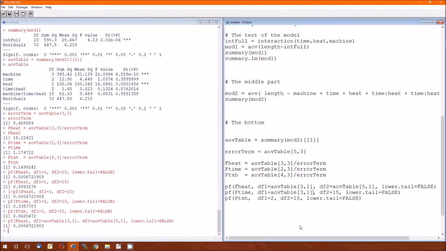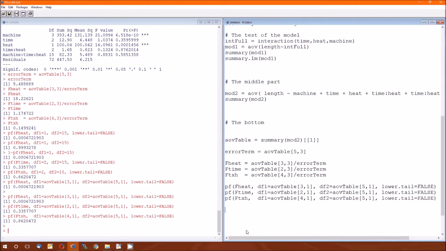For the F of time, that would be 2 comma 1. And for the F of time by heat, it's 4 comma 1. And these are all the same 5, 1. And those give the exact same values. So we could have done it that way. But that's an R programming issue, and feel free to do it whichever way you want.